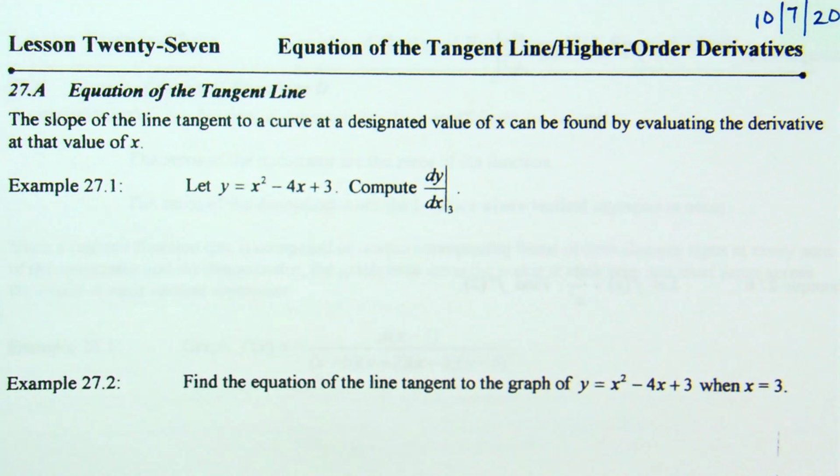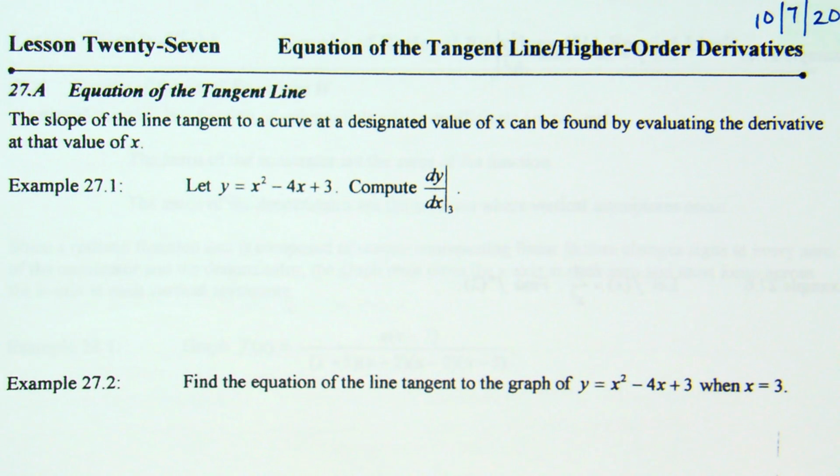Reminder: the slope of the line tangent to a curve at a designated value of x can be found by evaluating the derivative at that value of x. Because what is the derivative? The slope of the tangent line. So if the derivative is the slope of the tangent line, and we have a specific point where they meet, we can use the derivative. Let's look at example 1, and I'll do a better job of explaining what I mean in case you're not sure.